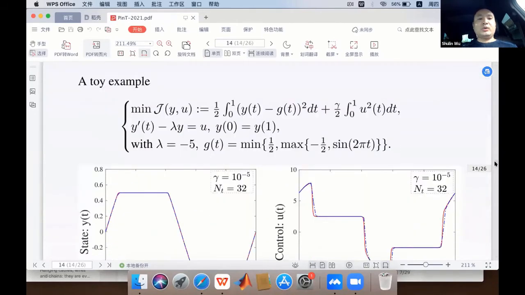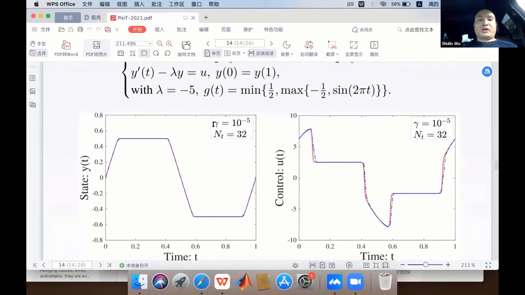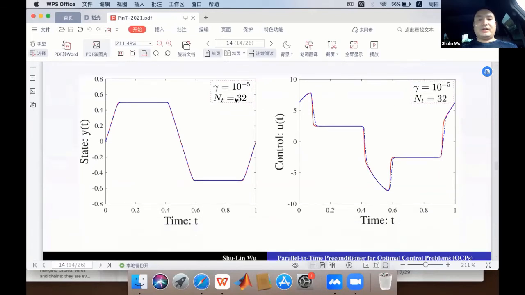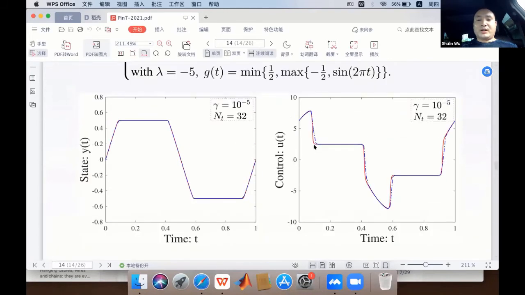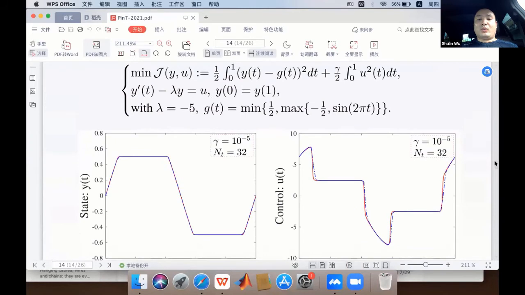Right. So this is an ODE example. If we fix the regularization parameter gamma to this value, and we change the number of time steps, we can see that if the number of time steps is small, the computed state variable and control variable are okay. This red line is a reference solution, computed with a very small step size, not by the diagonalization method.